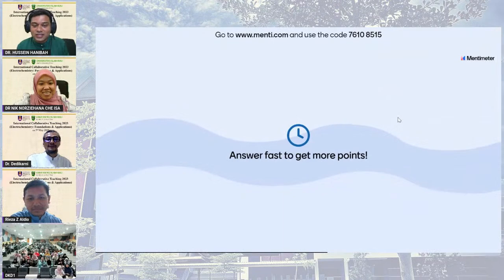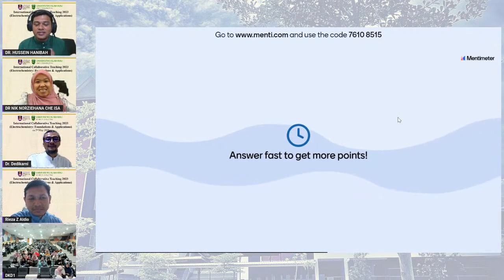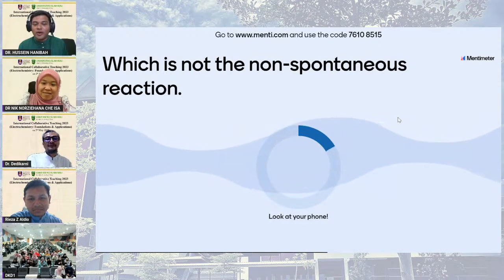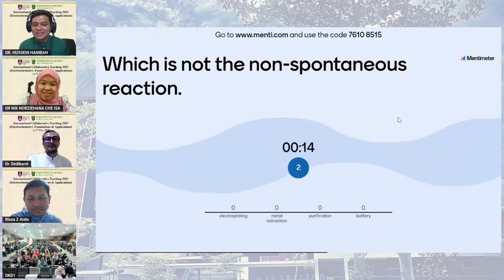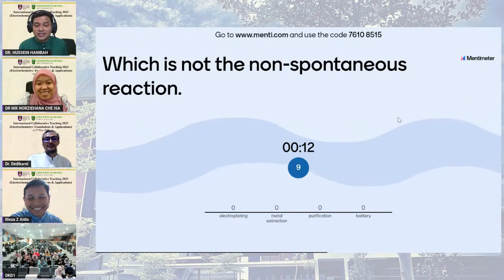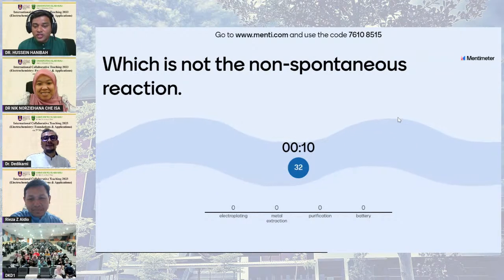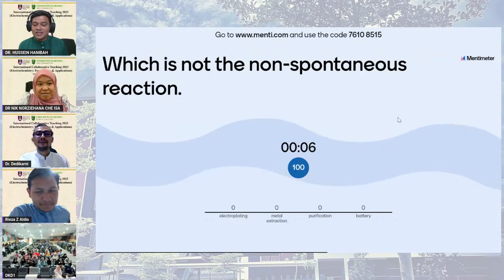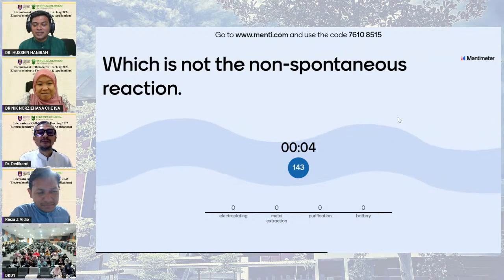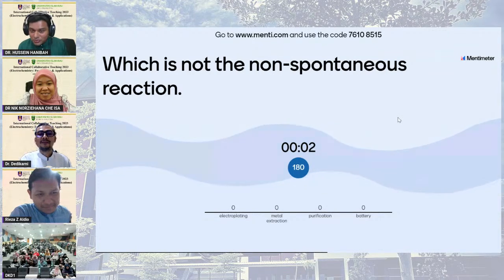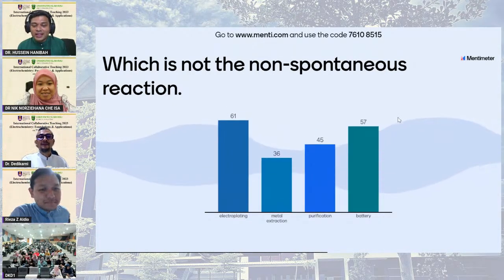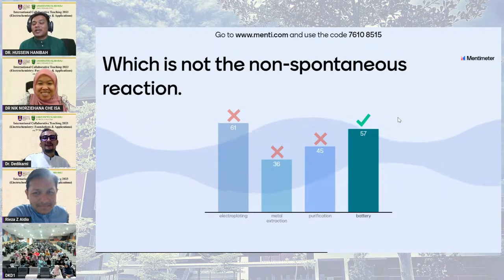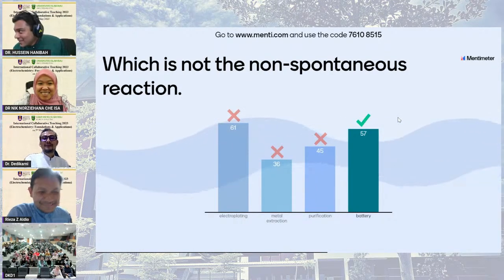Okay, we have a third question coming out. Get ready, ladies and gentlemen. Which is a non-spontaneous reaction? Oh, a killer question. Okay, 50 seconds started. Electroplating, metal extraction, purification, and battery applications. A simple one for our audience. Go. And the right answer, Dr. Nick: exactly, the non-spontaneous reaction actually refers to the battery.